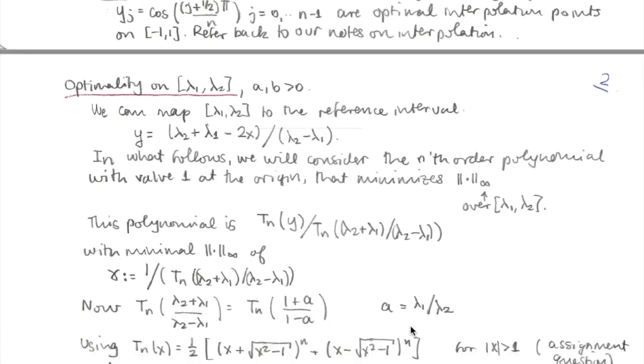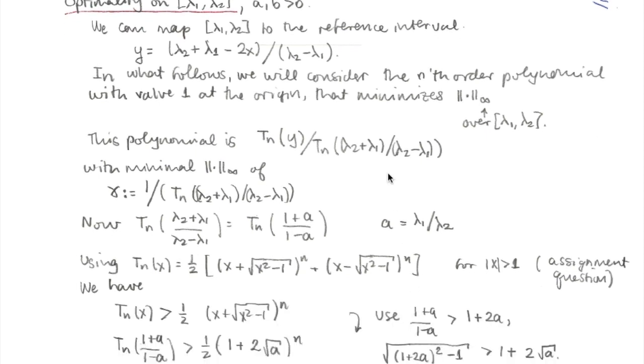Okay, so the conjugate gradient method needs a slightly different type of optimization. Here it's going to be optimality over an interval that contains the smallest and largest eigenvalues of the matrix A. Remember, A is symmetric positive definite, so these are both positive. So lambda 1 and lambda 2 are positive.